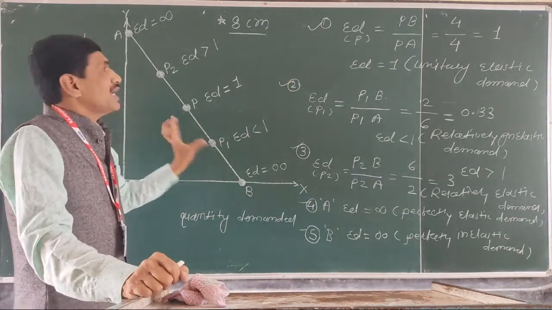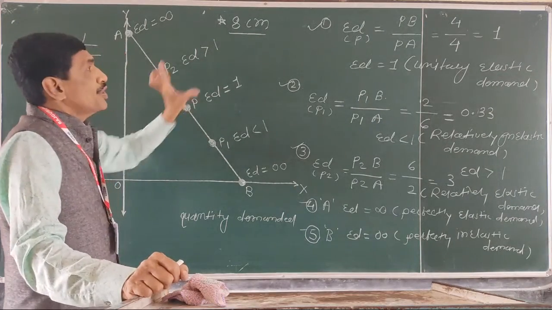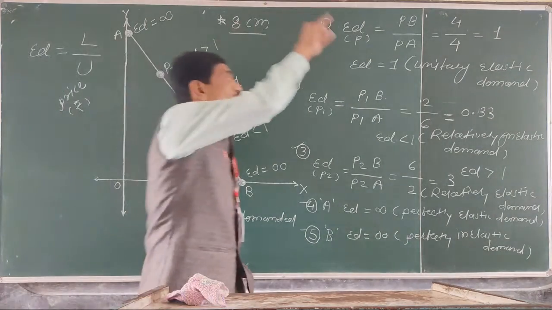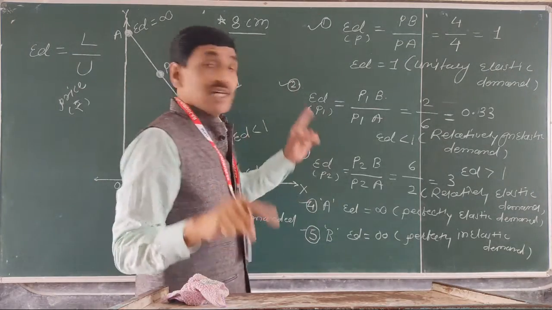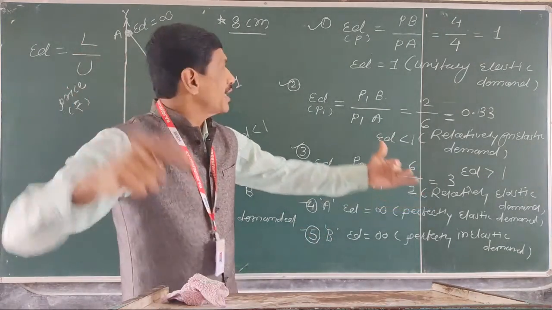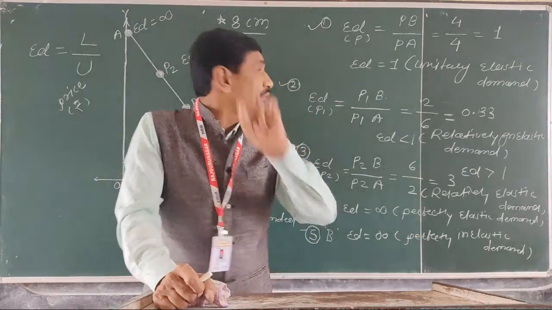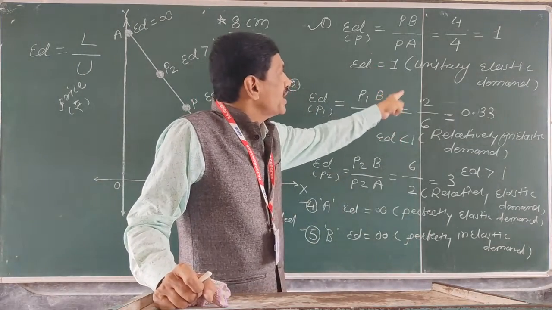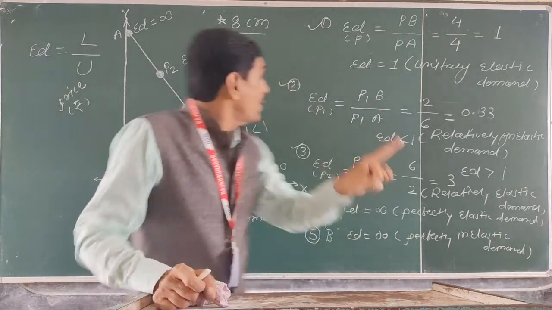So what is the length here? 2 plus 2 is 4, upon 2 plus 2 is 4. 4 upon 4 is equal to 1. So at that point, which point? Point P shows the elasticity of demand is 1. In any other language, it is called unitary elastic demand, which shows ED is equal to 1.